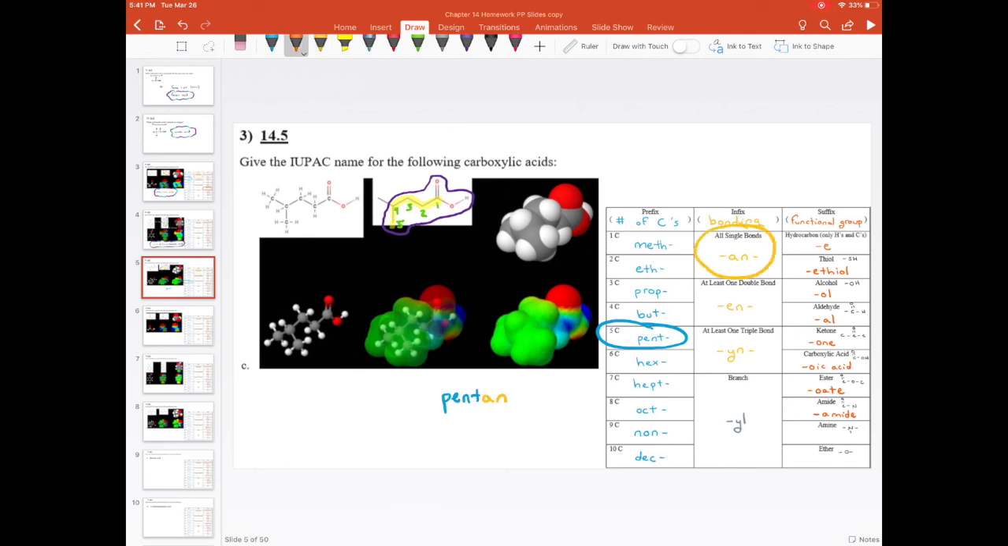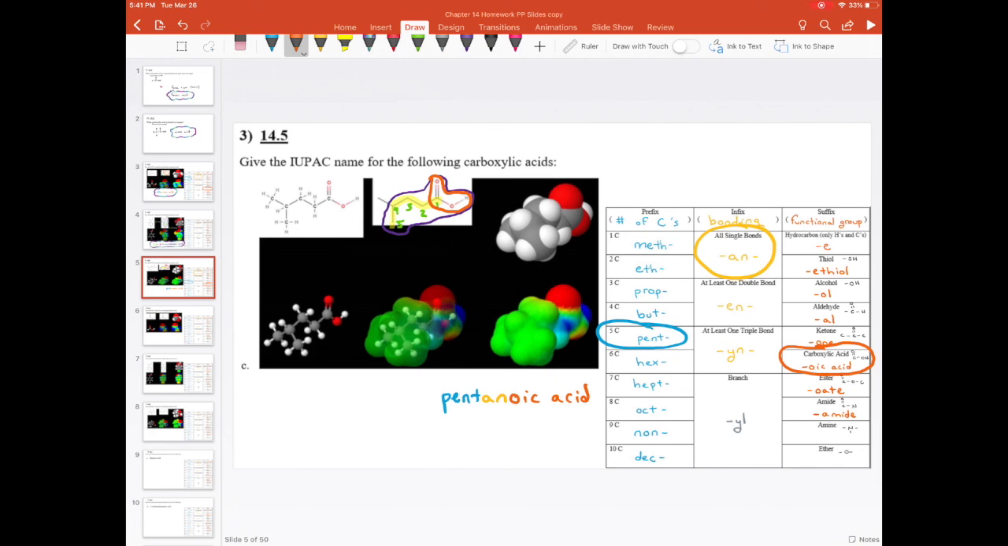And last but not least, we have a functional group here on the side, carbon double bonded to oxygen, single bonded to OH. That's the carboxylic acid, so the suffix is oic acid. So the backbone name is going to be pentanoic acid. And you don't have to give a number for where the carboxylic acid is. It's always on carbon number 1.